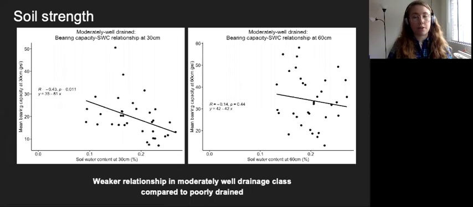Same thing for the moderately well-drained class. Soil strength, bearing capacity, decreases as soil moisture increases. This relationship is weaker in the moderately well-drained class compared to the poorly drained class.